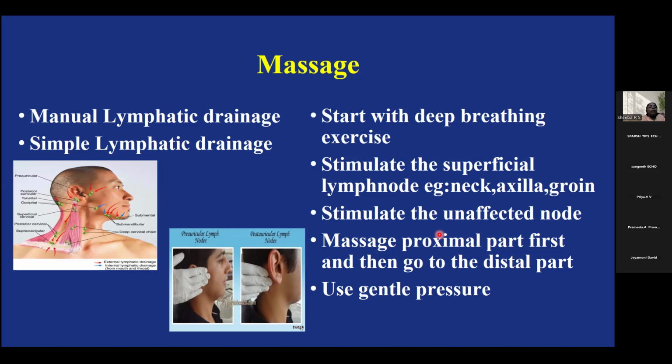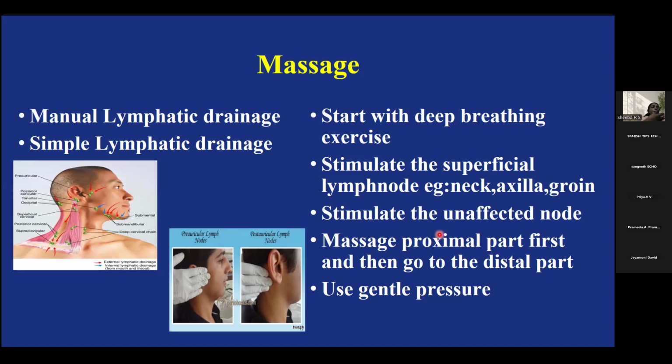They can do deep breathing exercise so that all internal lymph organs and lymph nodes get stimulated, and then stimulate the superficial lymph nodes like the neck area, axillary area, and groin. These areas include the periauricular area, submandibular lymph node, and supraclavicular lymph node. These will all be stimulated, and you have to make a pathway. You are going to push the fluid from the edematous area to the non-edematous area. So before that, you have to make a pathway, where to where.